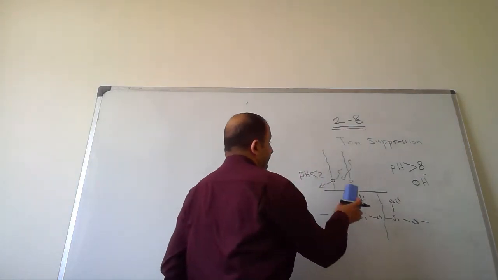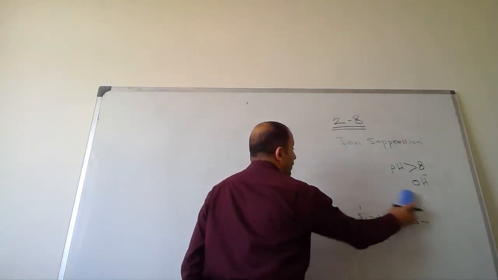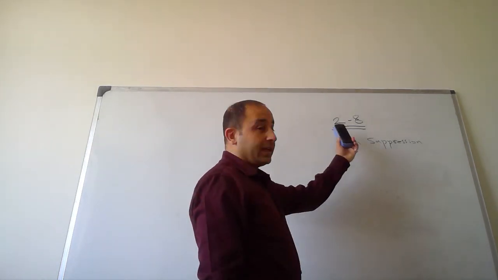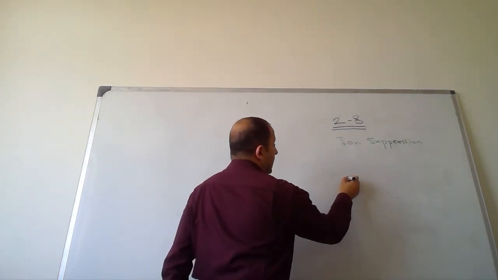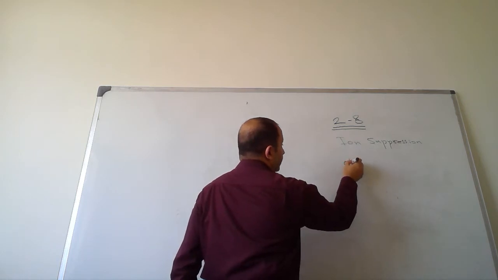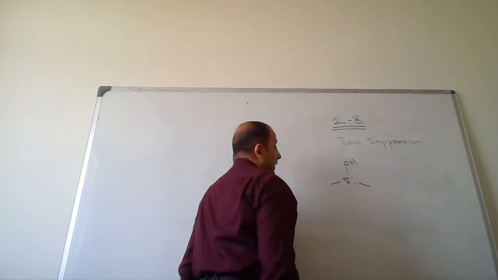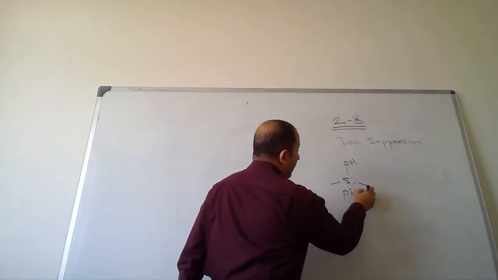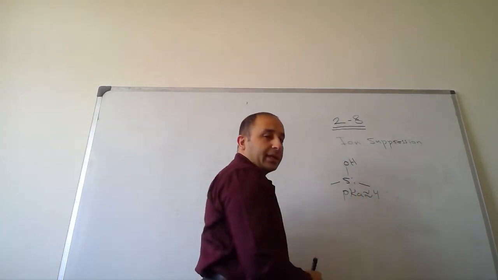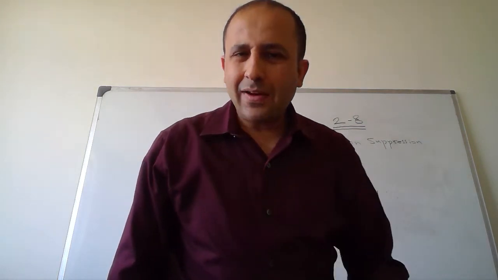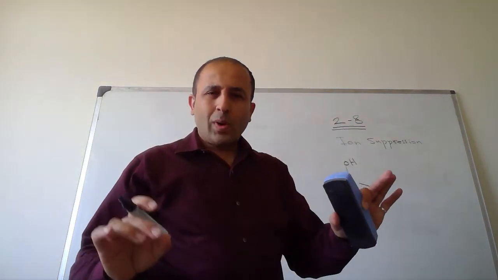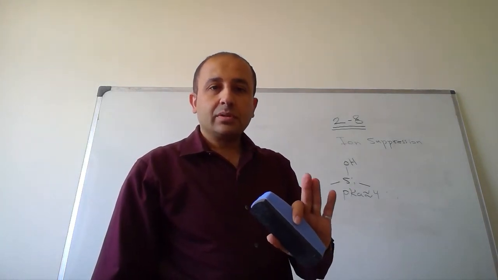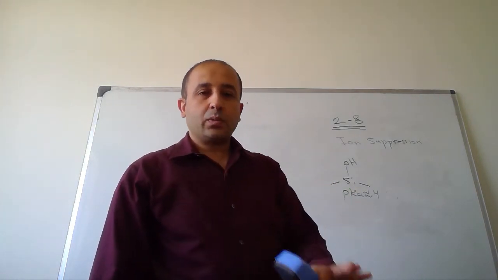Now, ion suppression means that we can reduce the pH of the mobile phase in order to suppress ionization of silanols. Okay? Now, silanols have a pKa of around 4. This is the average pKa of silanols. We have a more or less wide range of pKa's for silanols, but the average is around 4. So we will stick with this number.